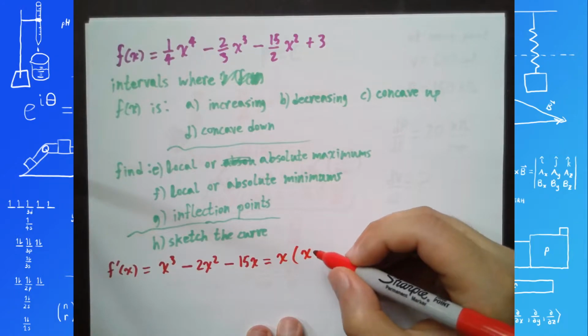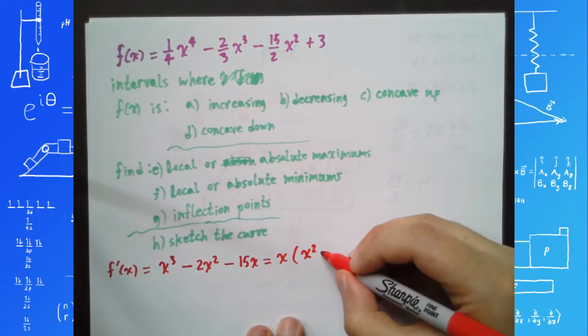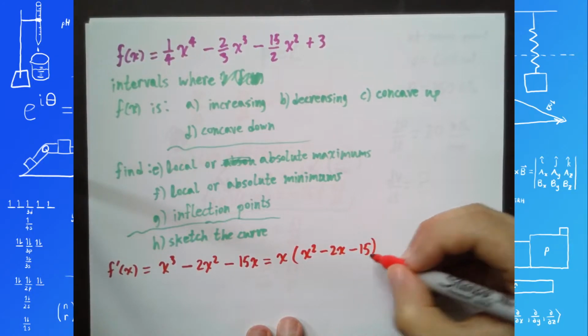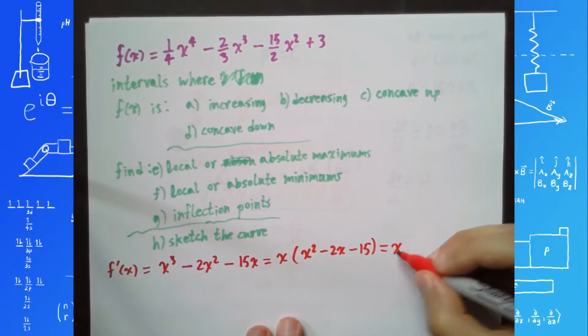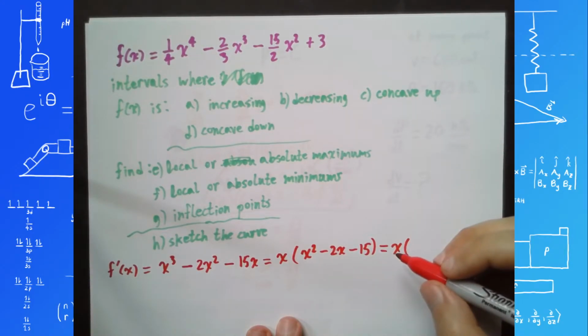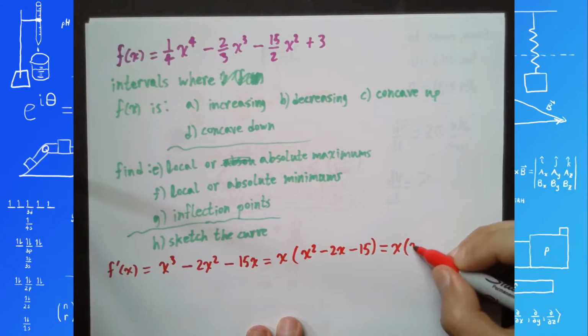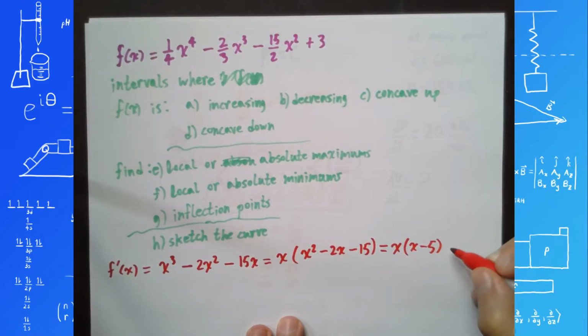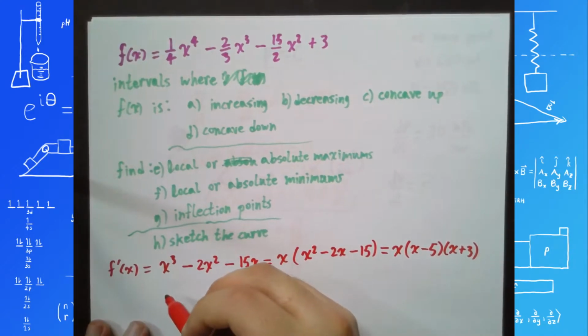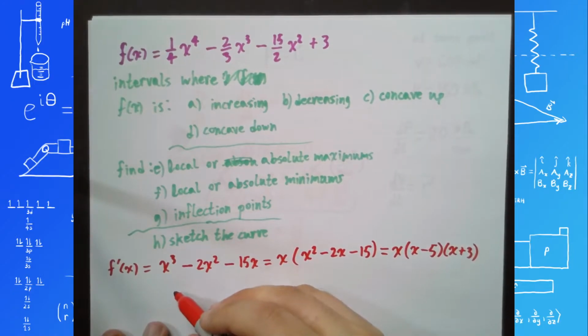So factoring out an x, we get x times x squared minus 2x minus 15, which further factors into, let's see, negative 15, so I would get that from negative 5 and 3, it looks like. Alright, so those are the factors of f prime of x. Now then, to draw my number line for f prime of x.